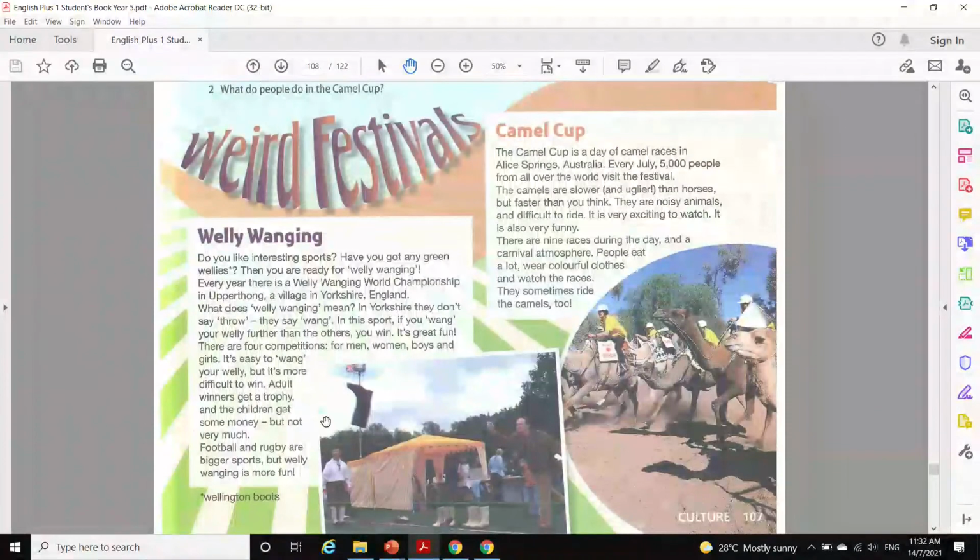Okay, so in this sport, they will categorize it into four competitions. That is for men, for women, and for boys and girls. Okay, so they got four competitions. And if you want to wang the boots, it's very easy. You just wang like this. But if you want to win the competition, it's more difficult because they want to see who will wang the boots highest. Okay, they will fight for who will wang the boots highest.